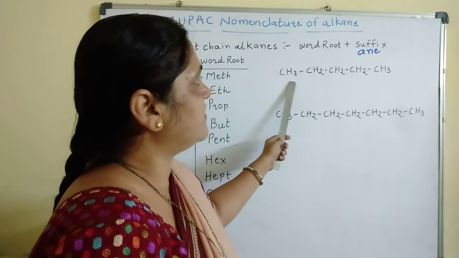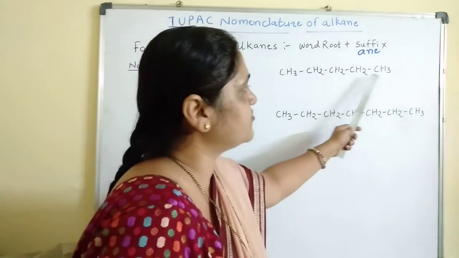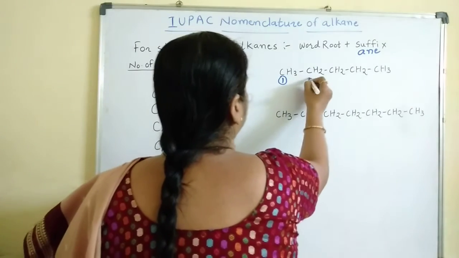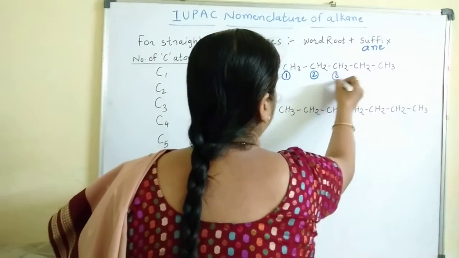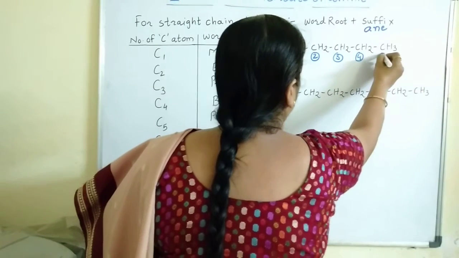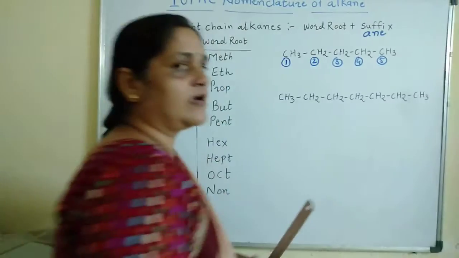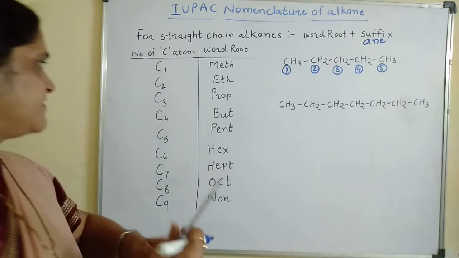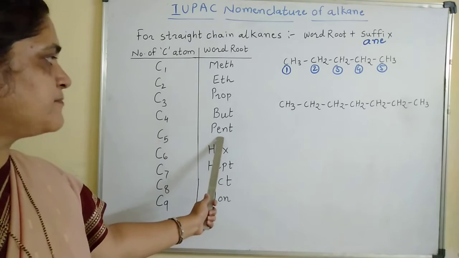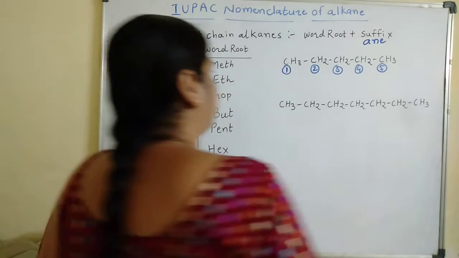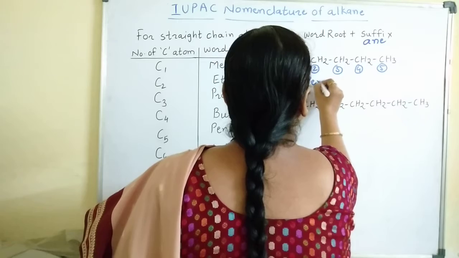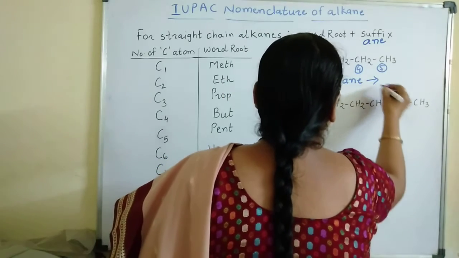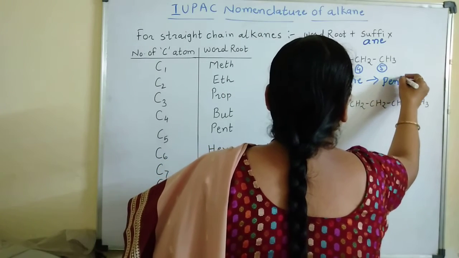Here I have written CH3, CH2, CH2, CH2, CH3. Now I will number the carbon atoms 1, 2, 3, 4 and 5. So there are a total of 5 carbon atoms in the chain. And as 5 carbon atoms are present, our word root is pent. So while writing the name, we have to use word root pent plus suffix ane. So the name is pentane.